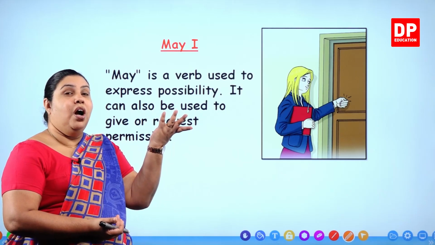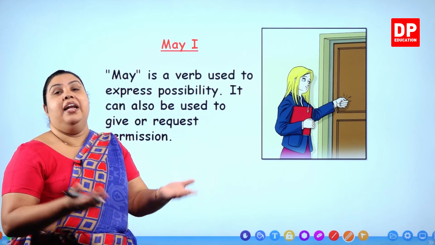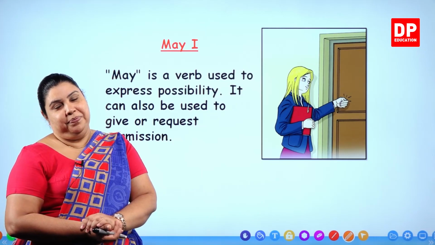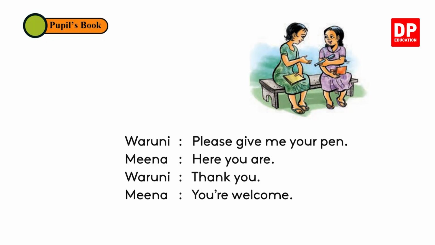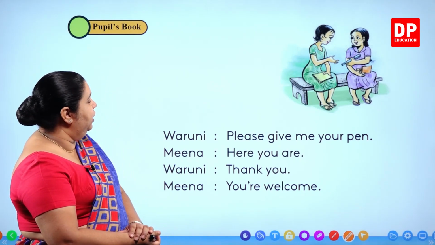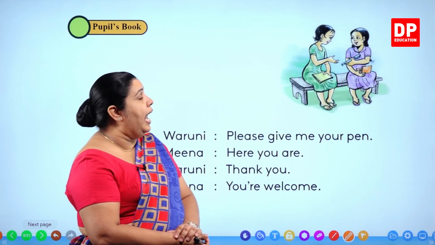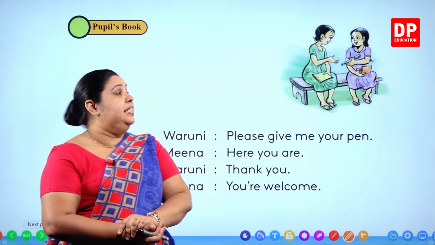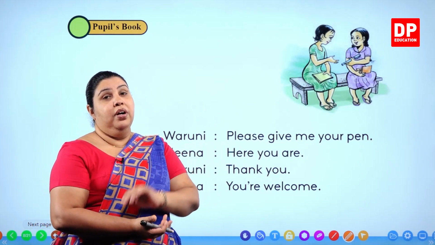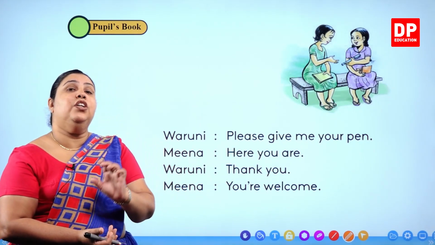So now we know how to say excuse me and how to say may I. Now we will move on to our next slide. Right. Now here we have another picture and their conversation here. Now the two girls here, the names of these two girls here is Varuni and Meena. Now can you see? Varuni and Meena is seated on a bench and they are having a little conversation.